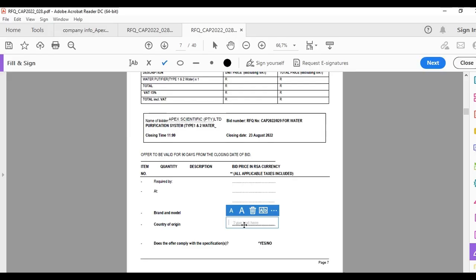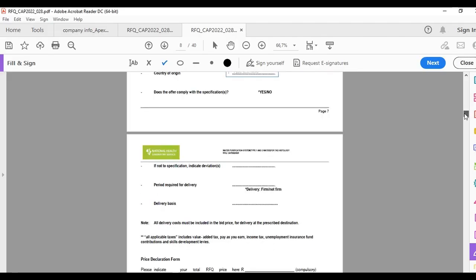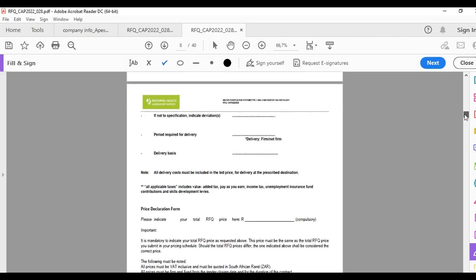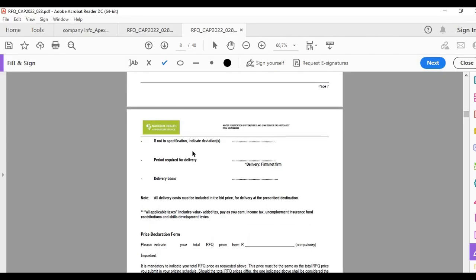Okay, and then does the offer comply with the specifications? Yes or no? You would circle yes if it does. We most likely would not be quoting if we did not meet the specification. Period required for delivery, you'll need to state the lead time for this. So if you know it's going to take 4 to 6 weeks to come in from China, then you put 4 to 6 weeks or 10 to 12 weeks, and then delivery basis, you'd say firm or not firm.